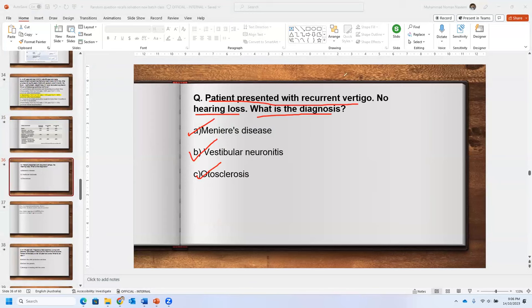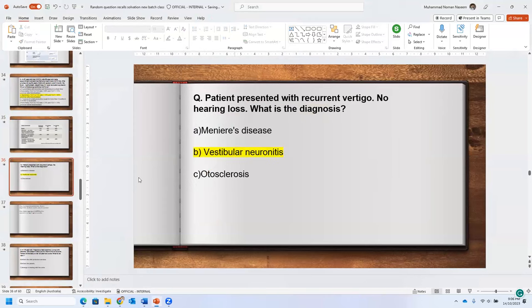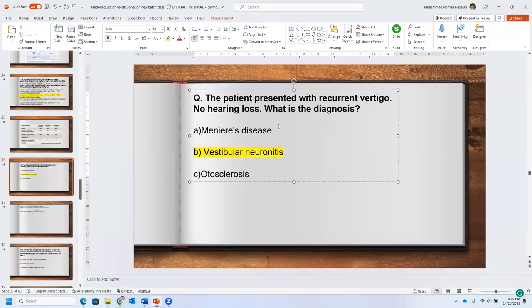Very good. So if the patient is coming with just vertigo and there is no hearing loss, then you think about any viral infection to the vestibular nerve part. If the vertigo is associated with hearing loss and it's recurrent, then we might be thinking of other causes like Meniere disease. In otosclerosis, there is no vertigo. There is a conductive hearing loss. And it especially happens in pregnant females less than 20 years of age.